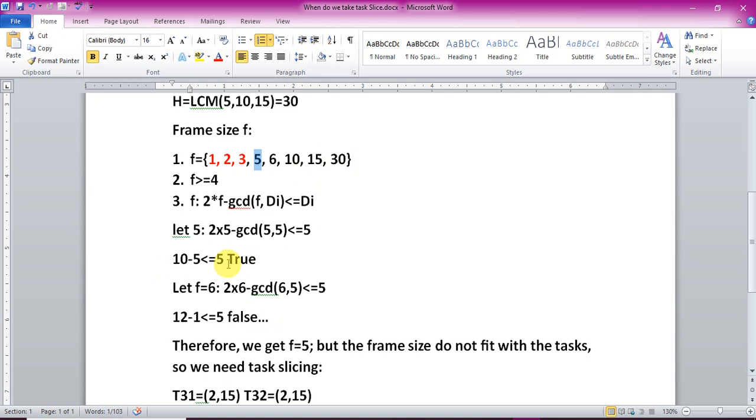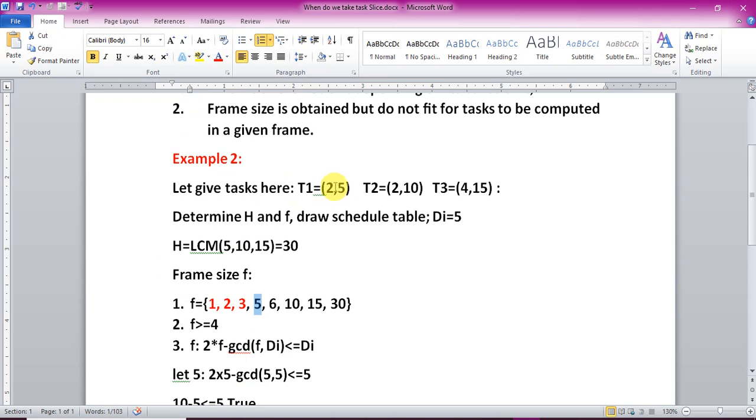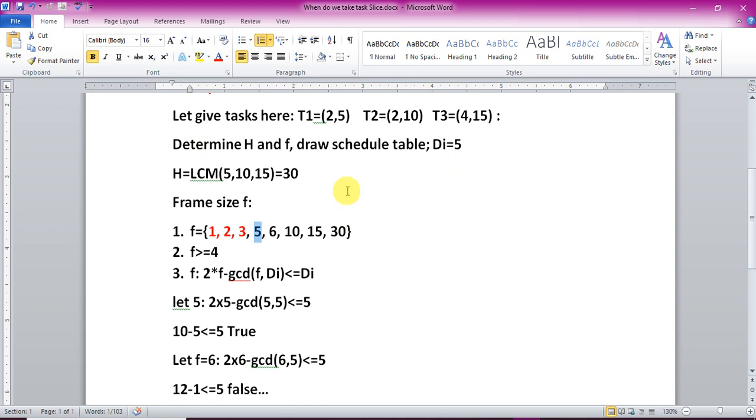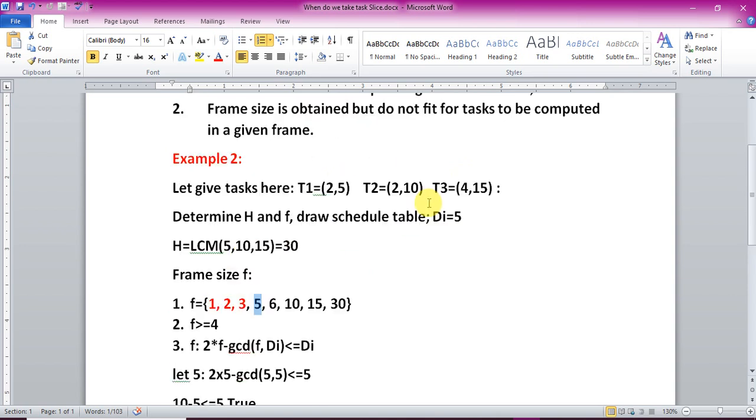Yes, we select frame size 5 now. Frame size obtained. Does it fit the tasks? You must know that T1 repeats at each 5 units, taking 2 units in each frame. But the frame size is only 5. T3 needs 4 units at any part of the frame. But after spending 2 units for T1, the remaining out of 5 units is only 3 units. So how can we serve this?